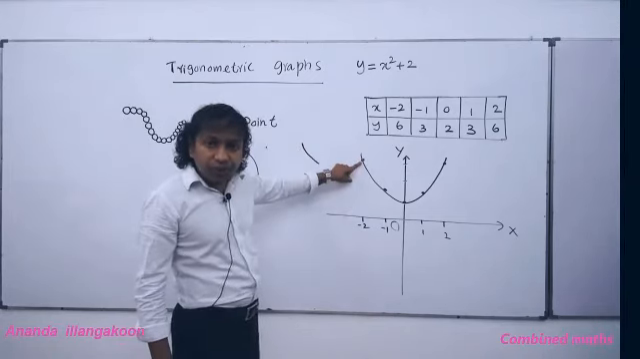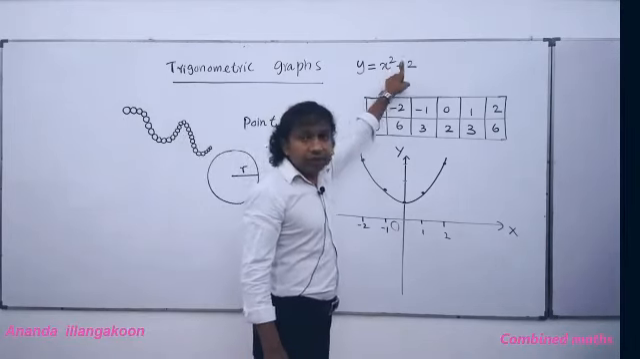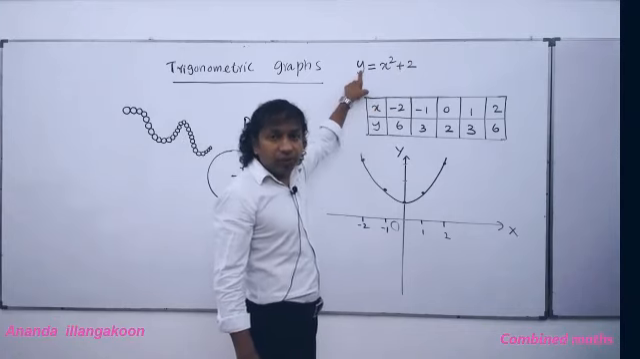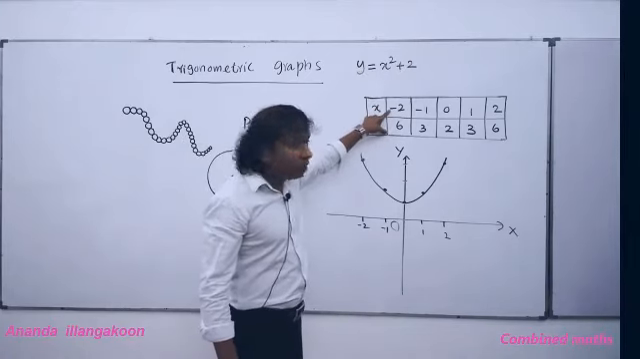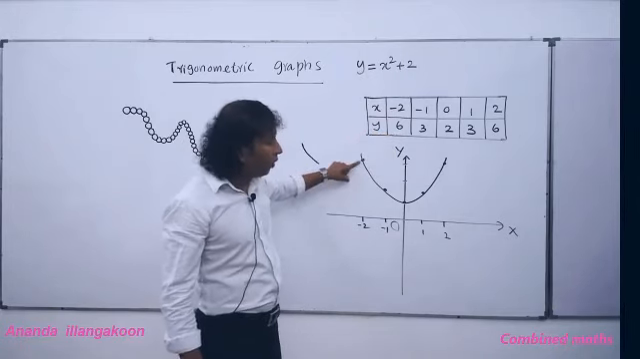In order to take a point this way, we have to put an x value here and, simplifying, take the y value. Then both this x value and y value together give us a point.